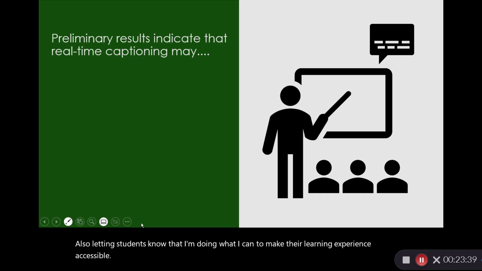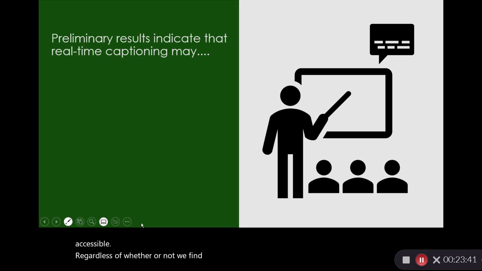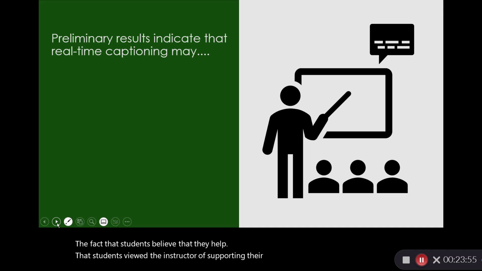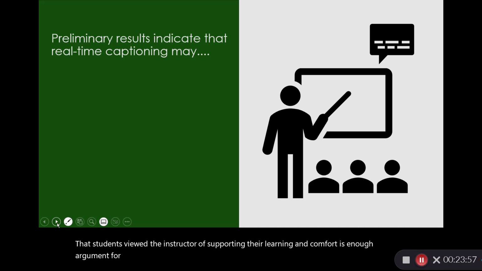Regardless of whether or not we find evidence that live captions directly support learning, the fact that students believe that they help, that students viewed the instructor as supporting their learning and comfort is enough argument for me to continue advising others to use them.